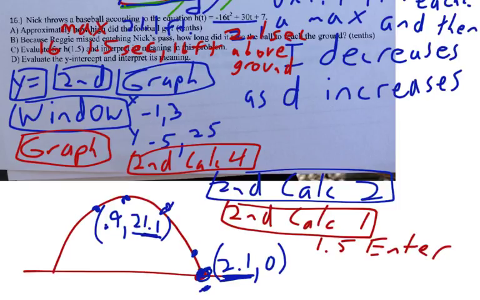Okay, D, evaluate the y-intercept and interpret its meaning. You do not need a calculator for this. Just look at your constant term. It's 7. So you would say the ball is thrown at 7 feet in the air, 7 feet above ground. So it would be 7, and you could say the ball is thrown 7 feet above ground. And that sums it up for 16. Let's move on to 17.